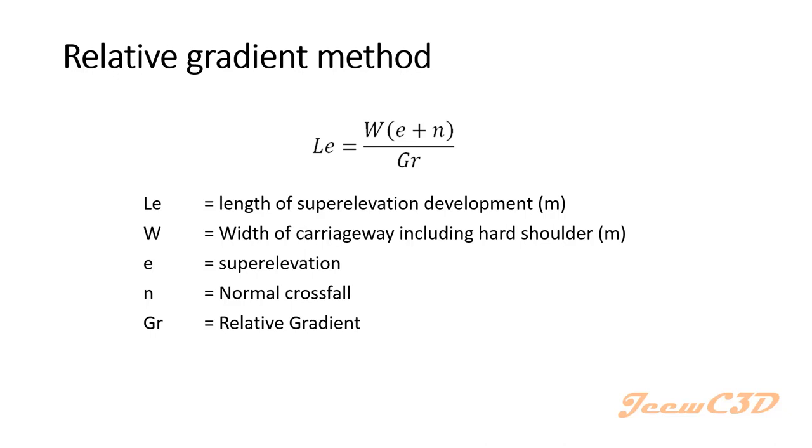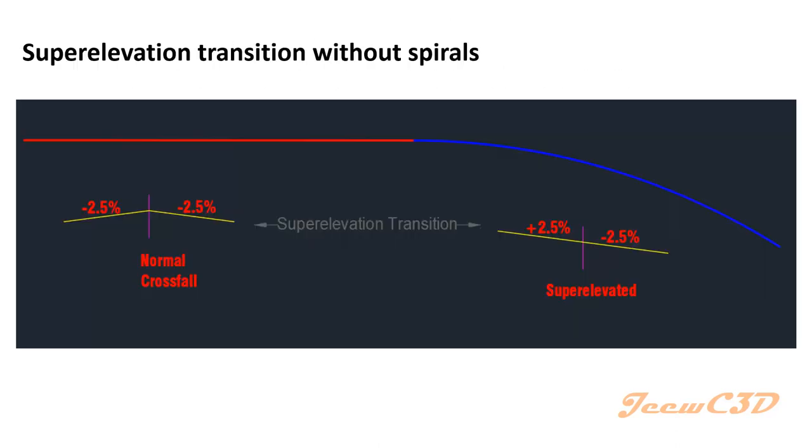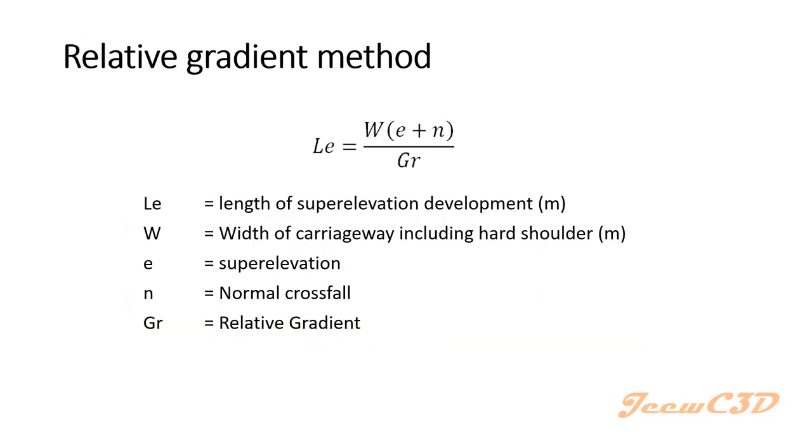So E plus N means, without considering the terms themselves, how much rotation has happened inside the curve. If I go back to the previous slide, the rotation is happening on the left side and the right side is fixed. How much change is happening on the left side is meant by the E plus N term. E plus N means going from -2.5 to +2.5. The change from -2.5 to +2.5 is 5. So E plus N equals 5. That is how to get it easily: you just think of how much the pavement values change. That is the easiest way.